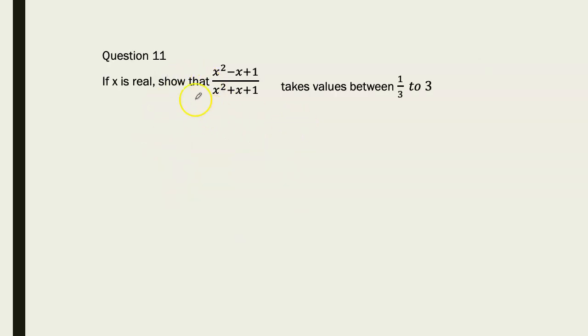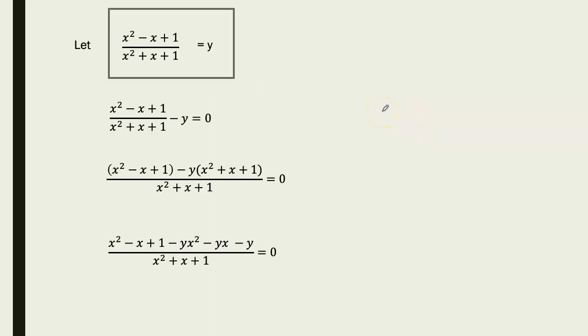Next question. If x is real, show that (x² − x + 1)/(x² + x + 1) takes values between 1/3 and 3. So let y equal (x² − x + 1)/(x² + x + 1). So I have (x² − x + 1)/(x² + x + 1) − y equal to 0. Take the LCM. So I get (x² − x + 1 − y(x² + x + 1))/(x² + x + 1) equal to 0. Open the bracket: x² − x + 1 − yx² − yx − y over x² + x + 1 equal to 0.